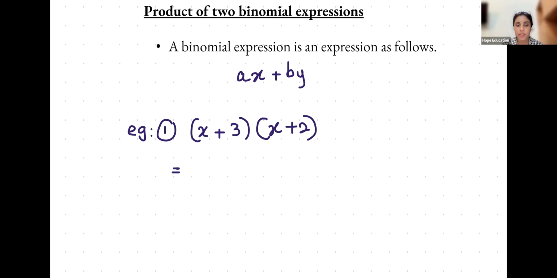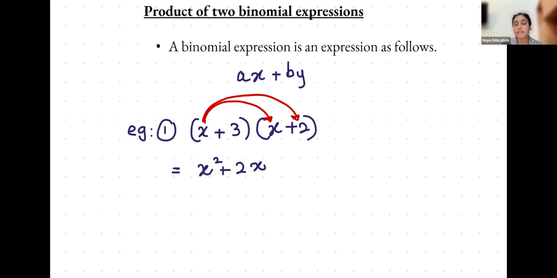Okay, first of all, we multiply x with each term. So x times x is x squared. Here this is plus, here this is also plus. Plus times plus, answer is also plus. Then x multiplied by 2. X times 2 is 2x. Here this is plus, 2 is also plus. So plus times plus, answer is also plus.